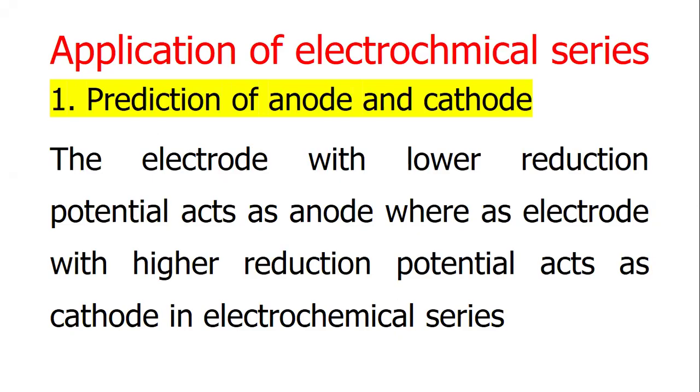Application of the electrochemical series: prediction of anode and cathode. The electrode with the lower reduction potential acts as the anode, whereas the electrode with the higher reduction potential acts as the cathode in the electrochemical series.